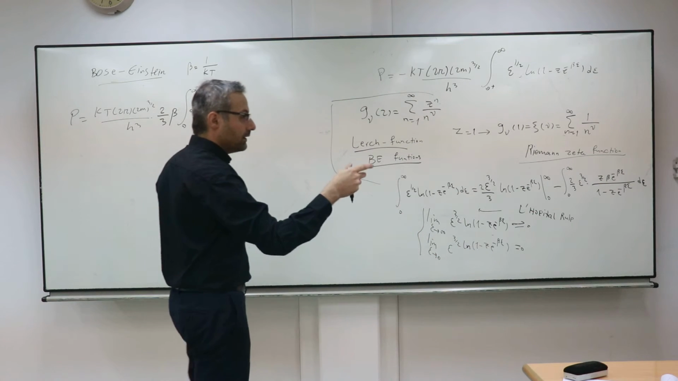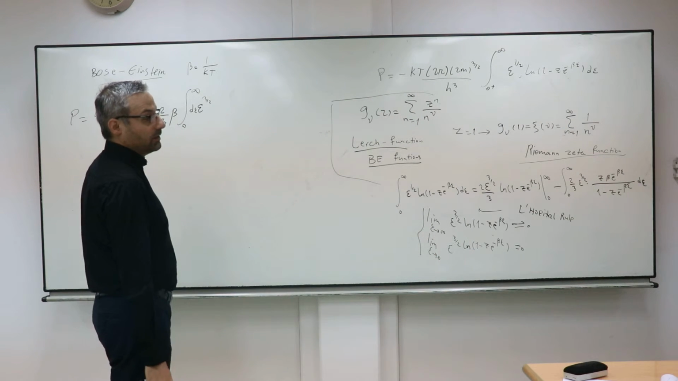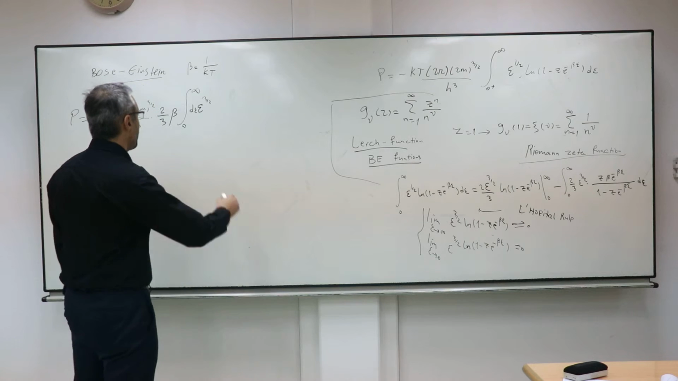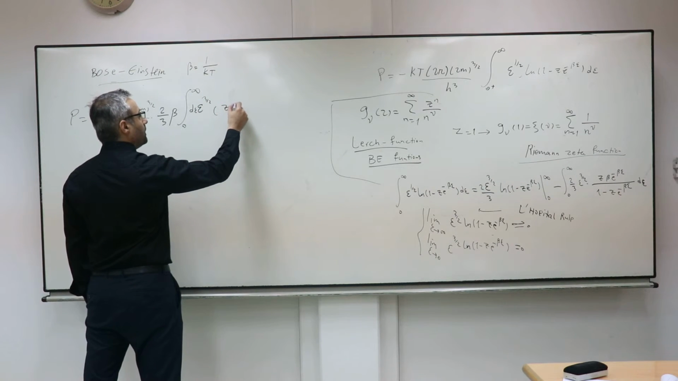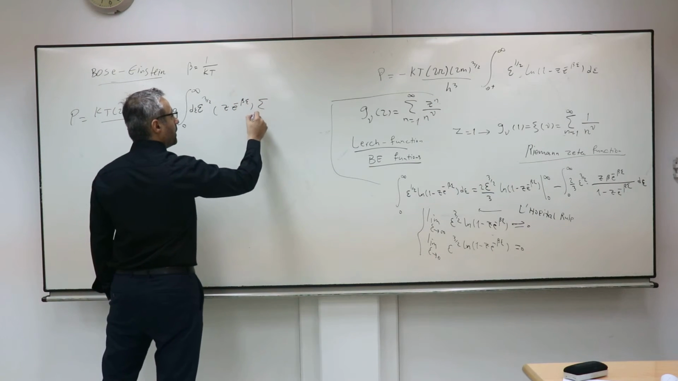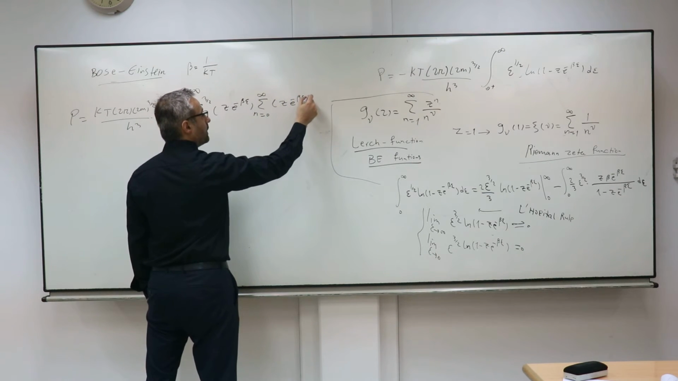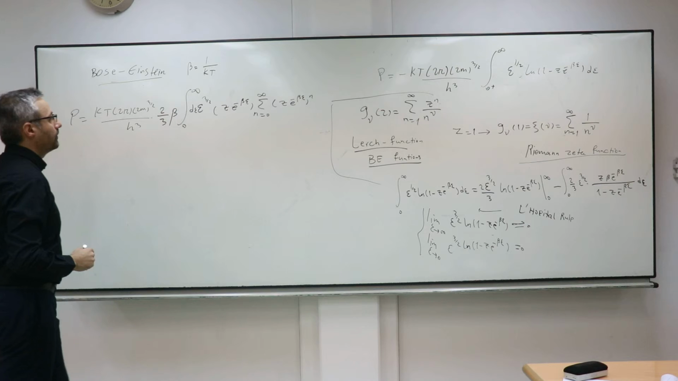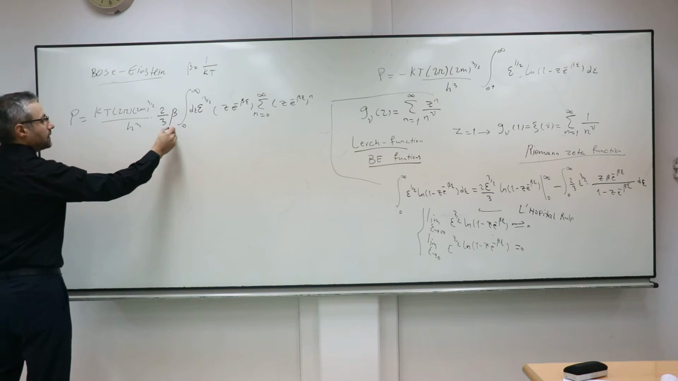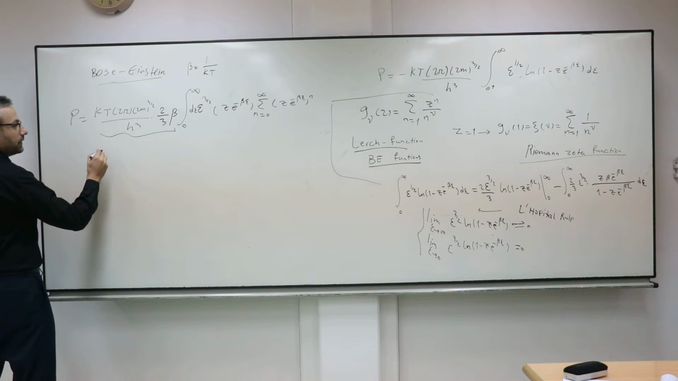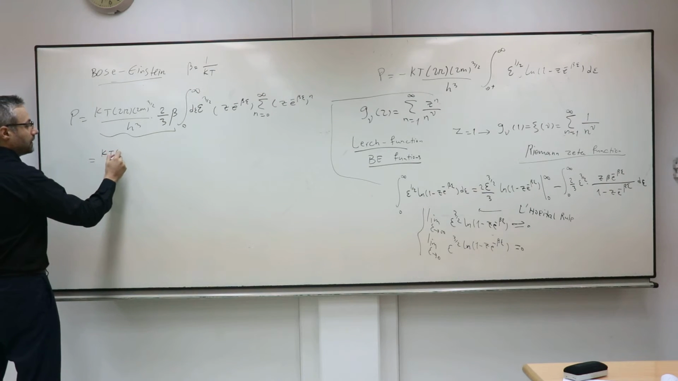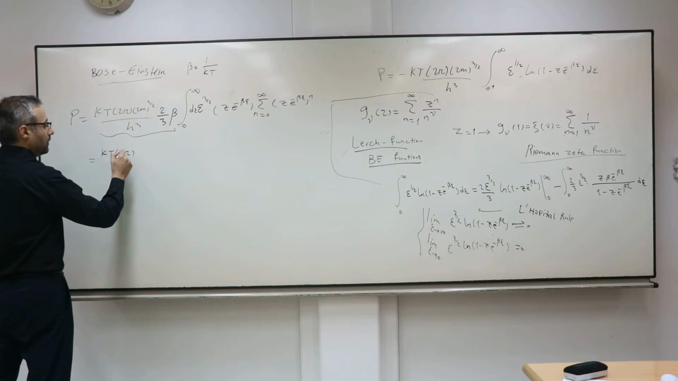I use again the geometric series. So it will be z e^(-βE) sum over n from 0 to infinity of (z e^(-βE))^n. And this is all the coefficients. Do you want we can simplify, or no? We just write it that way, and later we will simplify.